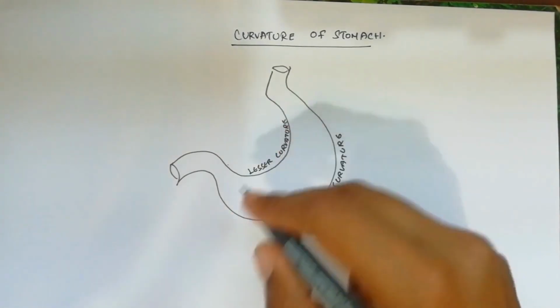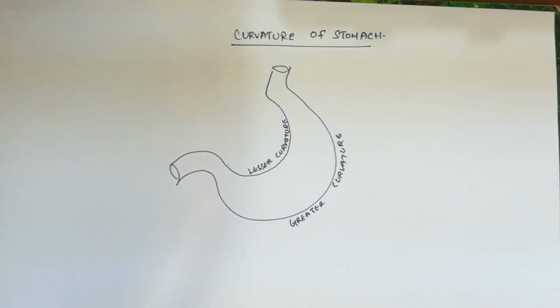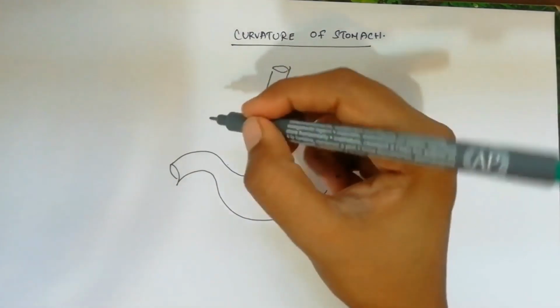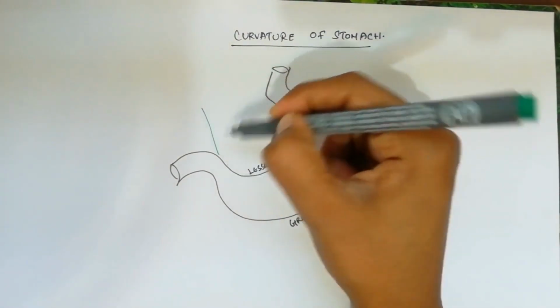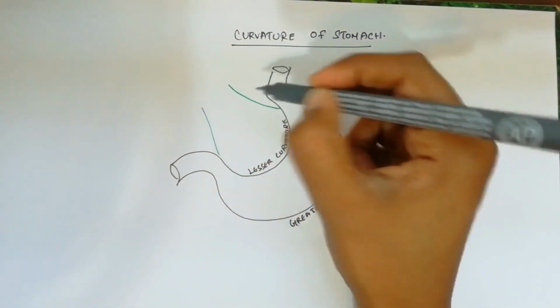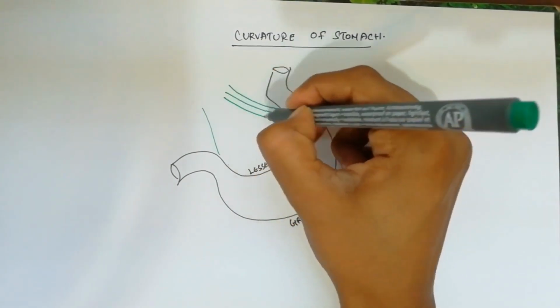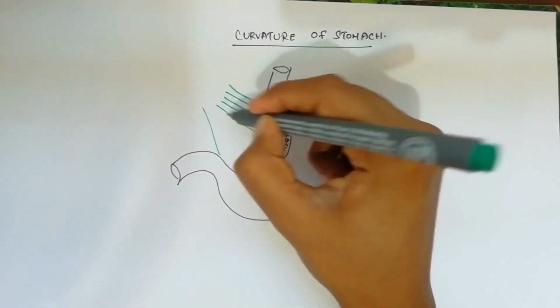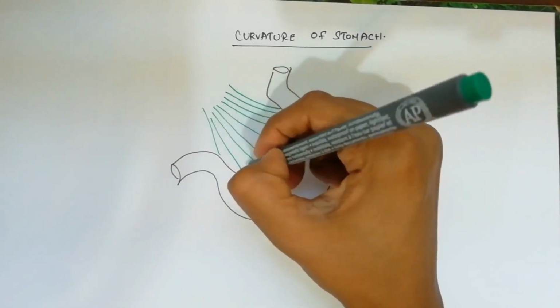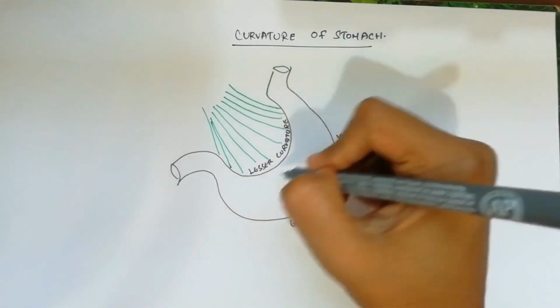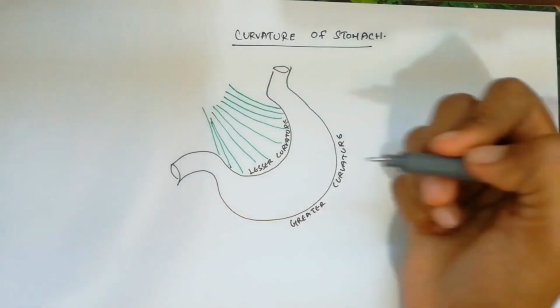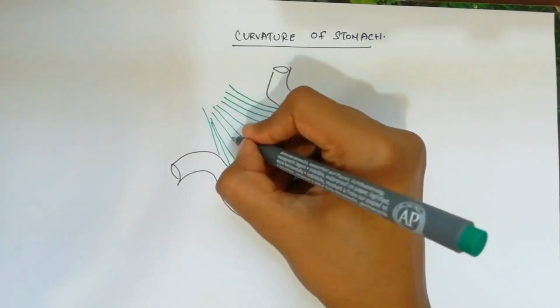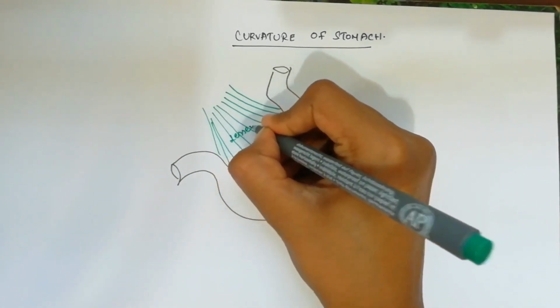The lesser curvature has an attachment of the peritoneal fold, and that ligament attached to the lesser curvature, we will call the lesser omentum. So this is the ligament which is getting attached to the lesser curvature. We will call that the lesser omentum.